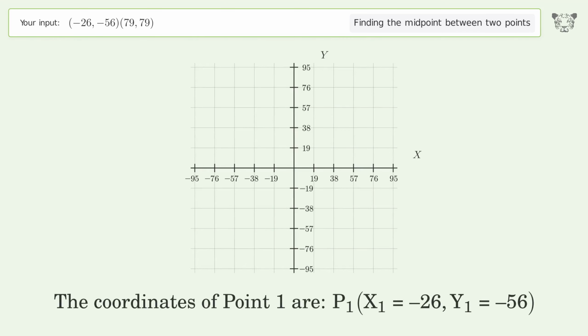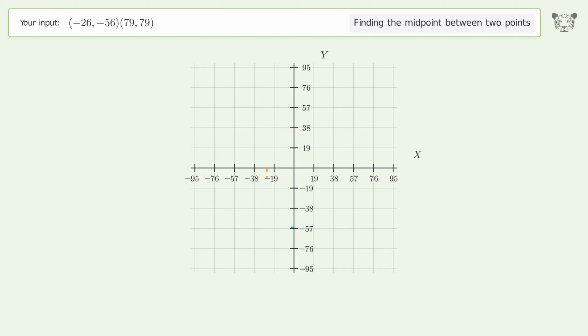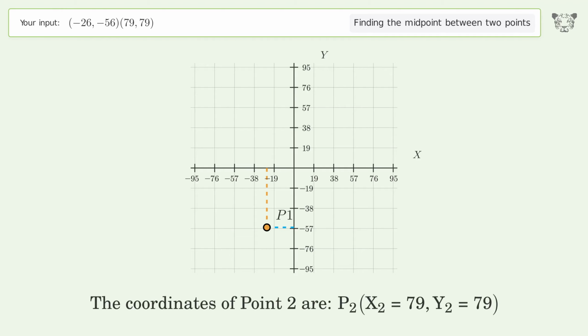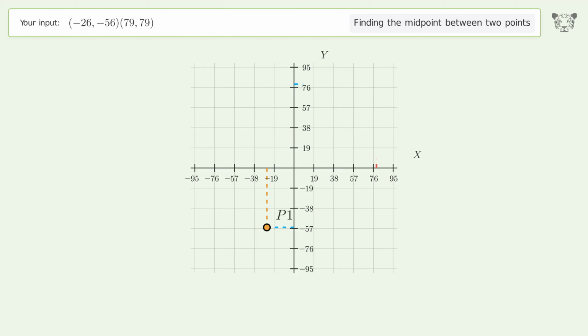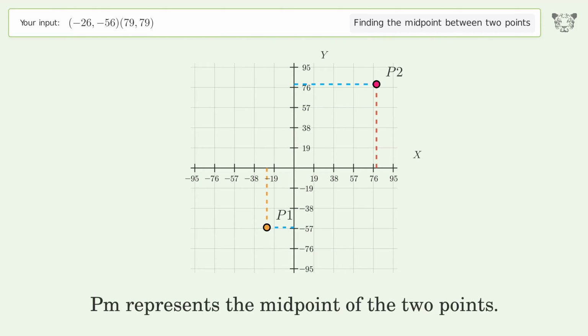The coordinates of point 1 are x1 equals -26, y1 equals -56. The coordinates of point 2 are x2 equals 79, y2 equals 79. PM represents the midpoint of the 2 points.